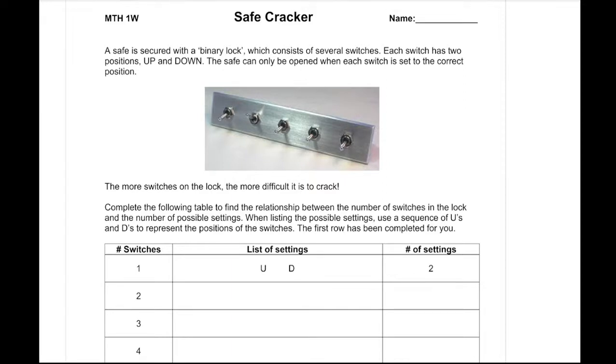A safe is secured with what we call a binary lock, which is one example of a type of lock that consists of several switches. Each switch has two positions, up and down. The safe can only be opened when each switch is set to the correct position. The more switches on the lock, the more difficult it is to crack.